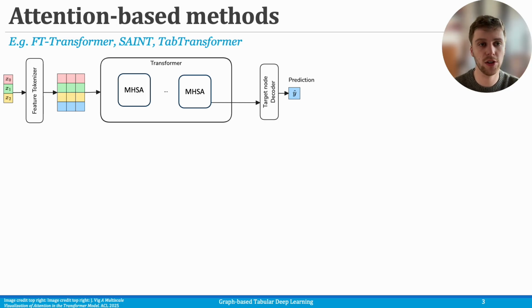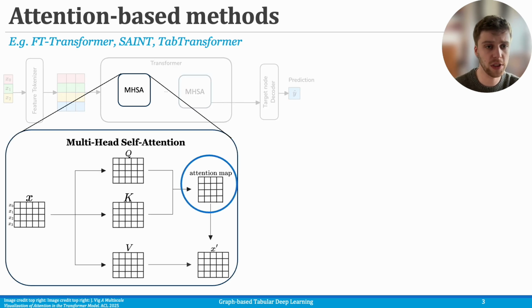Now let us discuss attention-based methods, such as FT-transformer, Saint, and TAP-transformer. These work similarly as GNNs, but instead of a GNN, they have multi-head self-attention. And the object of interest for us is the attention map, which you obtain when you multiply the query and key with each other. Because you could also do interpretability with this attention map.